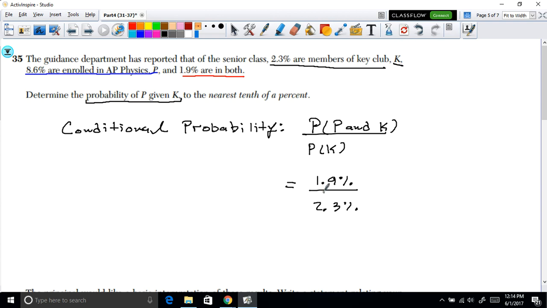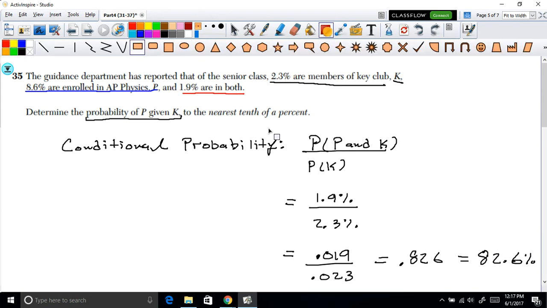But here we cannot divide percentages, so we've got to convert this into decimal form. So 1.9% will be 0.19, divided by 0.23. And if you do this in the calculator, that will be 0.826, and all we've got to do is convert this into a percentage. So that gives us 82.6%. Great. So we know that this is the probability of P given K.